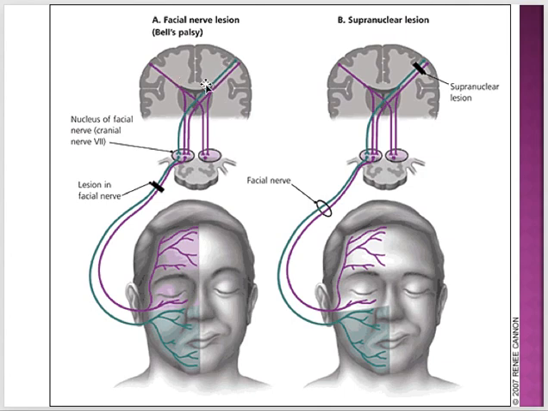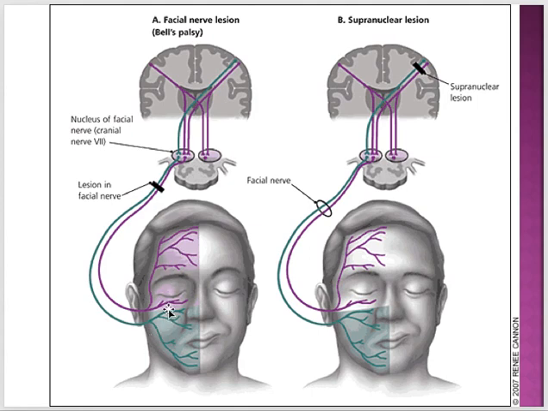Now, guys, whenever there is a lower motor neuron type of lesion of the facial nerve, we call that Bell's palsy. For example, the facial nerve has been damaged over here. What will happen?